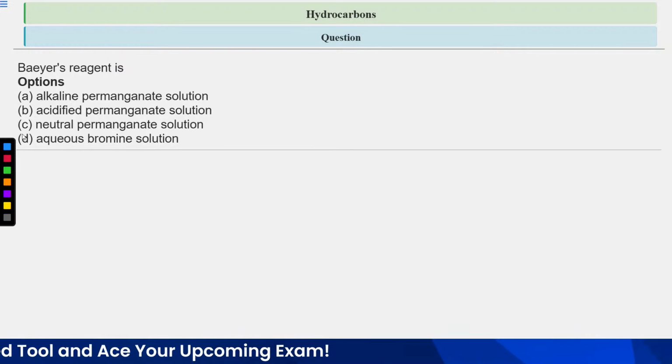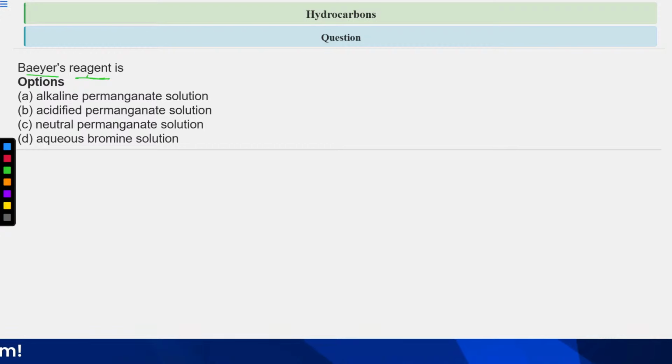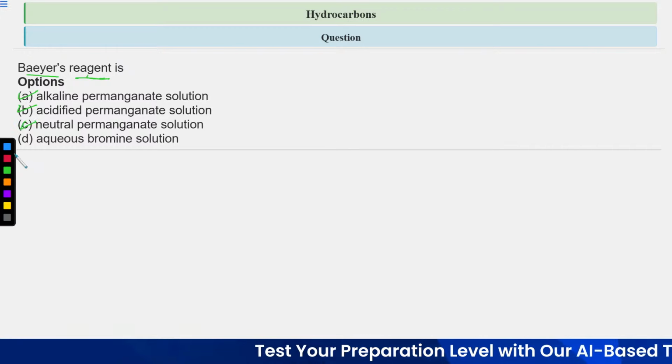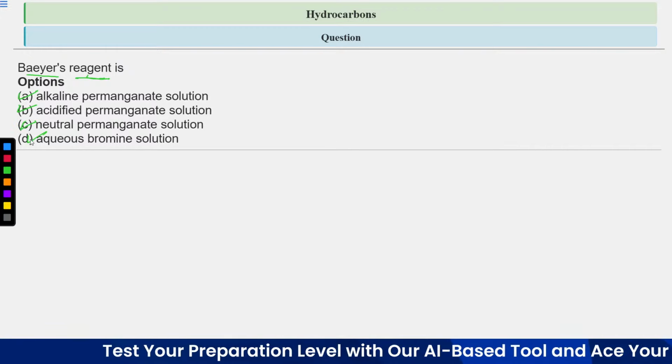Bayer's reagent is, options are alkaline permanganate solution, acidified permanganate solution, neutral permanganate solution, or aqueous bromine solution.